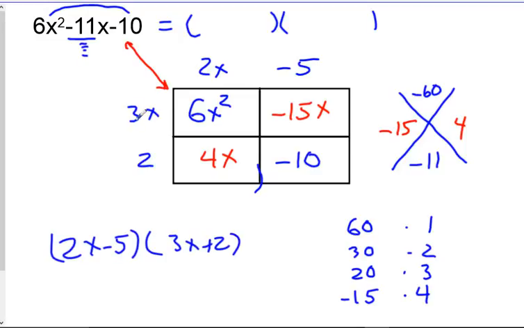Let's just make sure. 3x times 2x gets me my 6x squared. 3x times negative 5 gets me my negative 15x. 2 times 2x is 4x. And 2 times negative 5 is negative 10. So I have just factored this trinomial into two factors that if I multiply them together will give me 6x squared minus 11x minus 10.